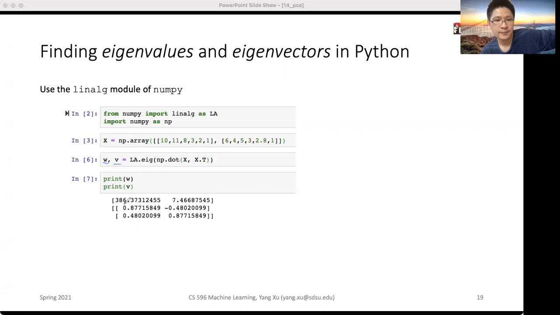So you can see that the first eigenvalue is much larger than the second one, which means that PC1 explains the vast majority of the total variance among the data, right? It's 386 as opposed to 7. And PC2 only explains a very small proportion of the variance. Okay, so I think that is the typical pattern in a lot of data sets.